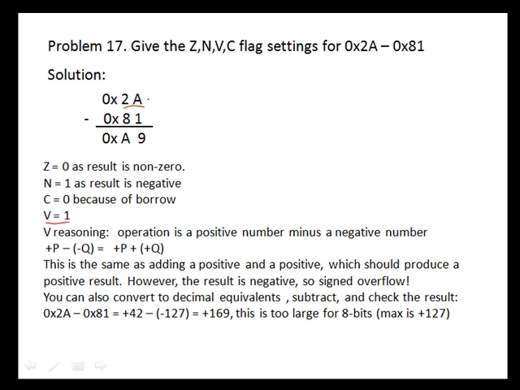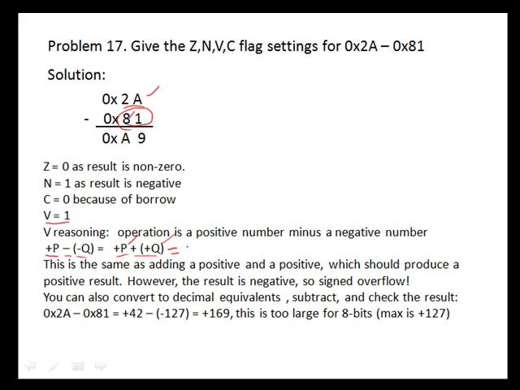This number right here, 2a, is positive because the most significant bit is 0. So let's call that a positive p. This number right here, 81, is negative. This digit here is 8 or greater, indicating a negative number. So the operation is a positive p minus a negative q, which is the same thing as saying positive p plus a positive q. So we're adding two positive numbers.